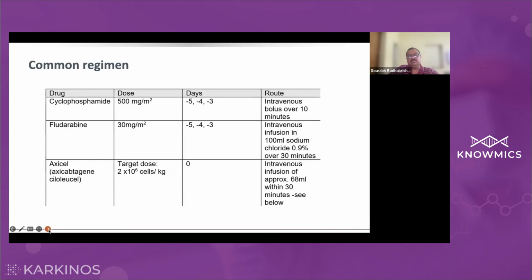A minimum dose of 2 into 10 power 6 per kg of body weight should be there. Other than this, the action will not take place.